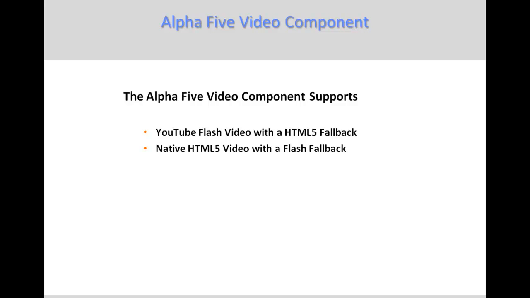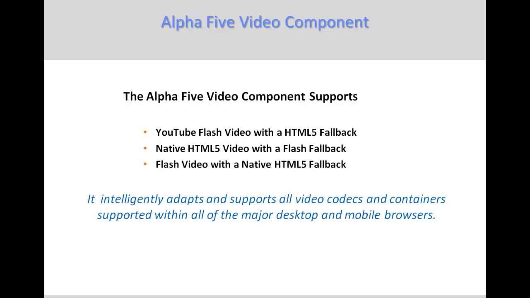We also support native HTML5 video with a Flash fallback. So if the browser supports HTML5 video, we're going to display it. If it doesn't, we'll fall back to Flash. Or we'll support Flash video with a native HTML5 fallback. So if the browser supports Flash and native HTML5, you can say, okay, I want to use Flash anyway. And if Flash isn't supported, then it will fall back to HTML5. The beauty of the Alpha 5 video component is that it intelligently adapts and supports all video codecs and containers supported within all of the major desktop and mobile browsers.